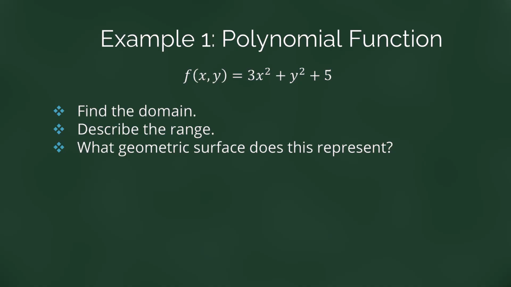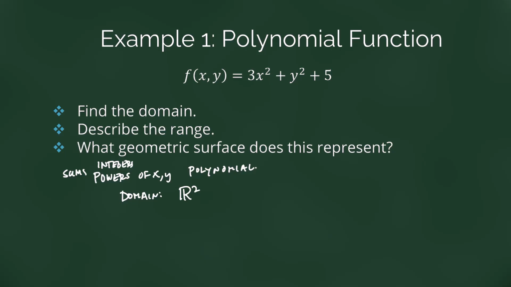So notice that because this function consists of integer powers of x and y, and all we're doing is taking sums of those, this is a polynomial. It's a two-variable polynomial. And just like for one-variable functions, polynomials are defined for all values of x and y. So our domain is going to be all of R2. Any point x and y will make a valid input to this and produce a real number.